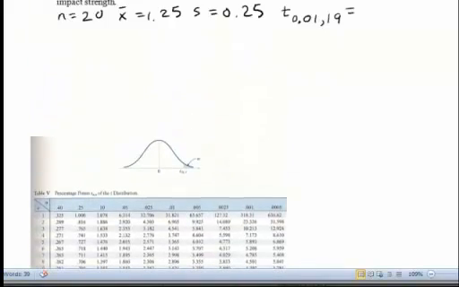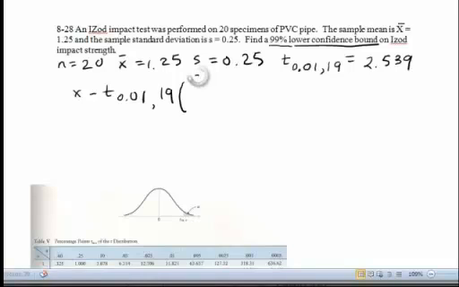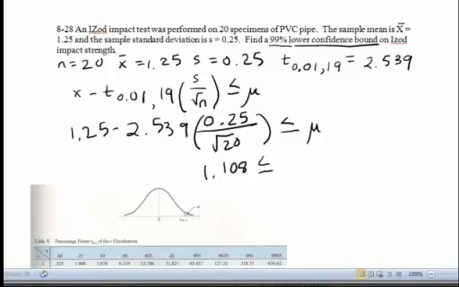So we'll go back up here and say that this is actually 2.539. Now we can say that x bar minus t of 0.01, 19, times s over square root of n has got to be less than or equal to mu. That means 1.25 minus 2.539 times 0.25 divided by the square root of 20 should be less than or equal to mu. If you calculate out that number, it should be 1.108 is less than or equal to mu.